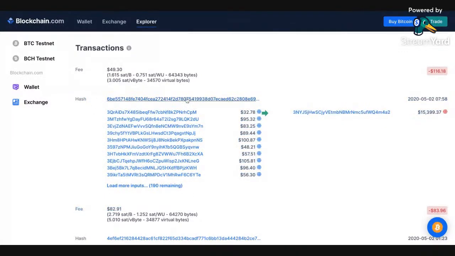This place is the root hash, and then this wallet address is under here. All these wallet addresses are the addresses that are contained in this block that is mined. So this block contains load more inputs. That's 190 remaining. So how many total is in this block? We have 190 remaining. So this will be 191.